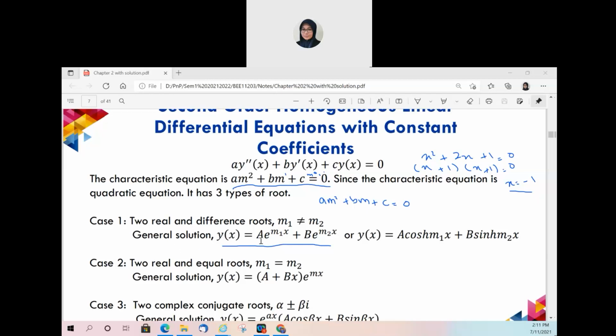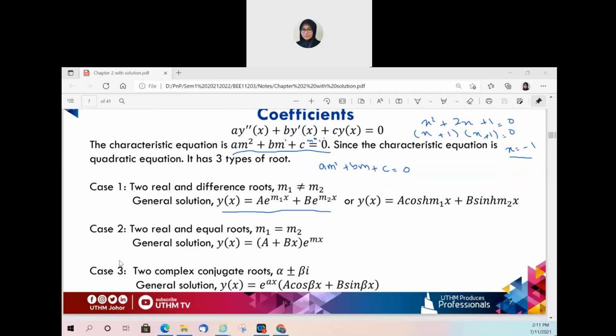Then your general solution will be like this: y(x) equals A e^(M1 x) plus B e^(M2 x). And for the second case, you have real roots, but the value of M1 and M2 is the same, which is M1 equals M2. Then your general solution will be y(x) equals (A plus Bx) e^(mx).